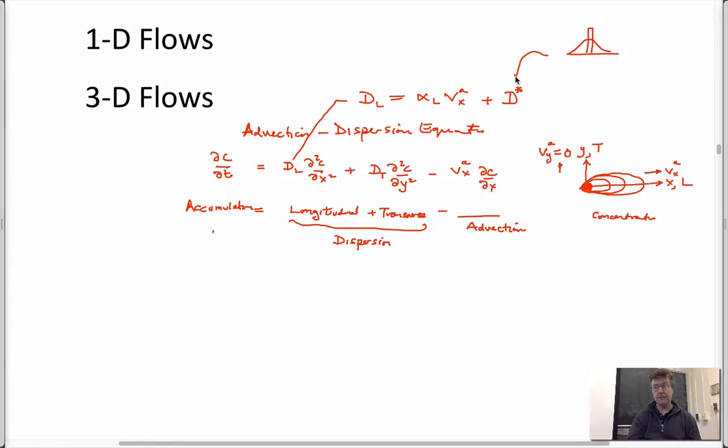This term here, we've drawn it before, is this idea that mechanical mixing occurs. If you start off with a distribution of a concentration upstream, by the time you look at that behavior downstream, it's spread out.